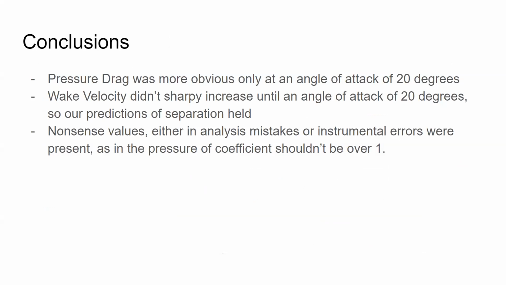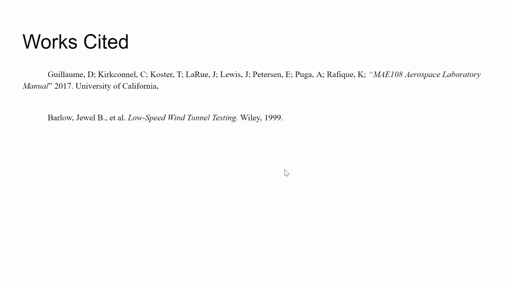The conclusion is that pressure drag was completely obvious at an angle of attack over 20 degrees, and we can see this from the wake velocity. It did not sharply increase until between 8 and 20 degrees of angle of attack, and this matches our prediction of separation at about 15 degrees from past experiments where we used the tufts. And then there were nonsense values. Either my group made a mistake on the calculations or there were instrumental errors, because the pressure coefficient shouldn't have been over 1. That's pretty much impossible for subsonic flow, at least.